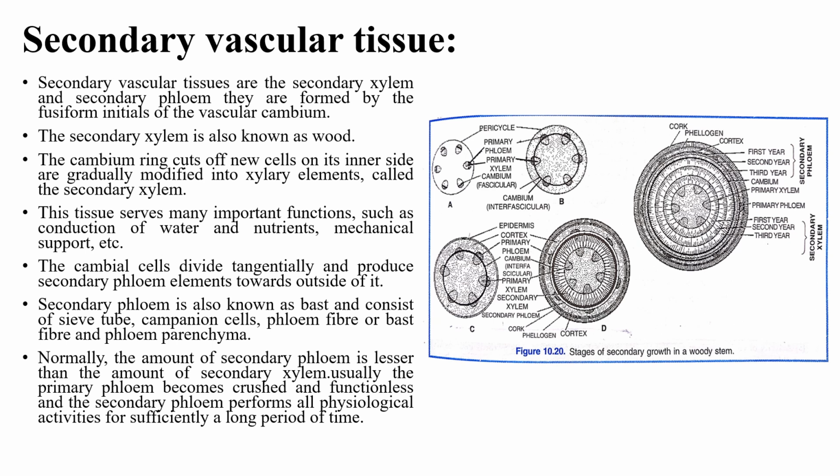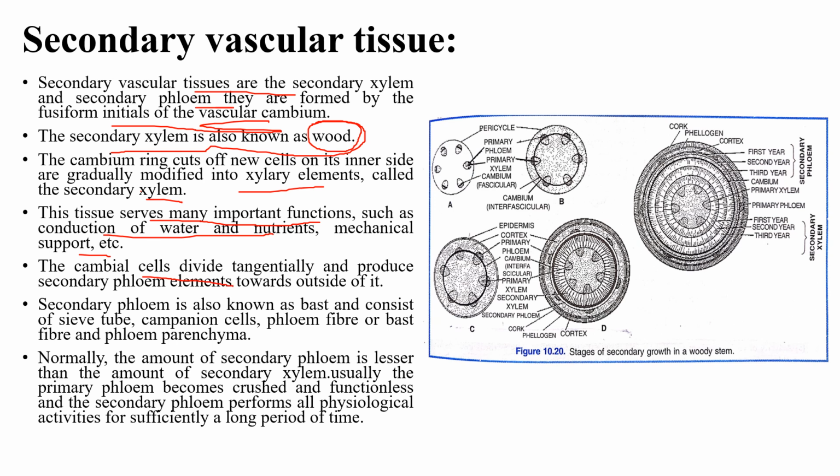Then secondary vascular tissues. Secondary vascular tissues are secondary xylem and secondary phloem. They are formed by the fusiform initials of vascular cambium. The secondary xylem is known as wood. It is very important. The cambium ring cuts off new cells on the inner side and gradually they are modified into xylary elements called secondary xylem. The tissue serves many important functions such as conduction of water, nutrients, mechanical support, etc.